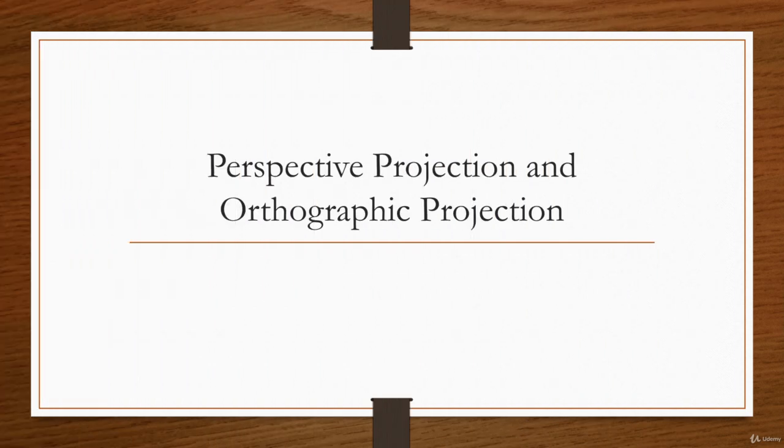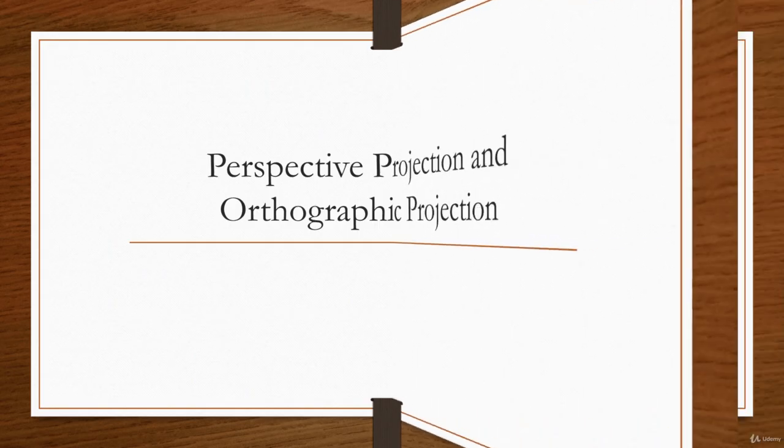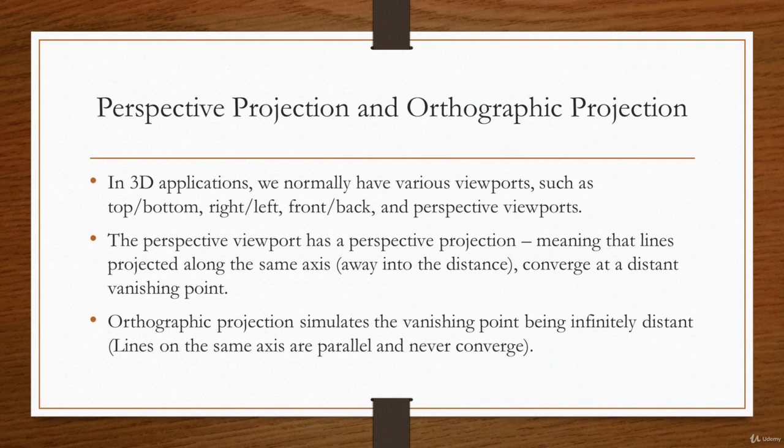Okay, moving on. Let's talk about perspective projection and orthographic projection. So in 3D applications, we normally have various viewports such as top, bottom, right, left, front and back, and perspective viewports. These will help us place our objects precisely, and it allows us to use various tools such as curves to draw out a geometry, maybe in the left view, or maybe we add a cube in perspective view.